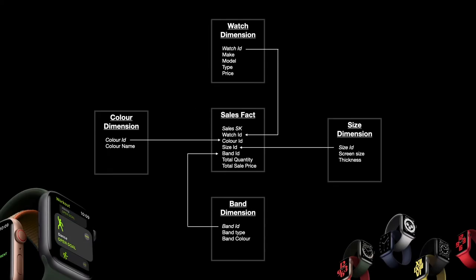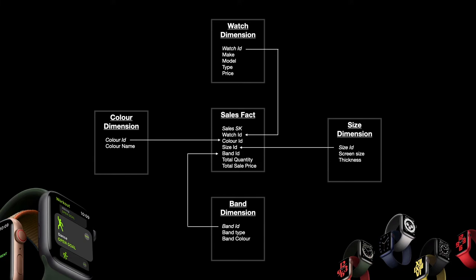The very first model which you can make from connecting dimensions and facts is called star schema. So let's look at how we build a star schema with the information we just gathered. So here, sales fact is at the center. Sales fact has the relationship to all the dimensions around it, and it also has quantitative information like total quantity and total sale price. Each of the characteristics of the watch is converted into one dimension.